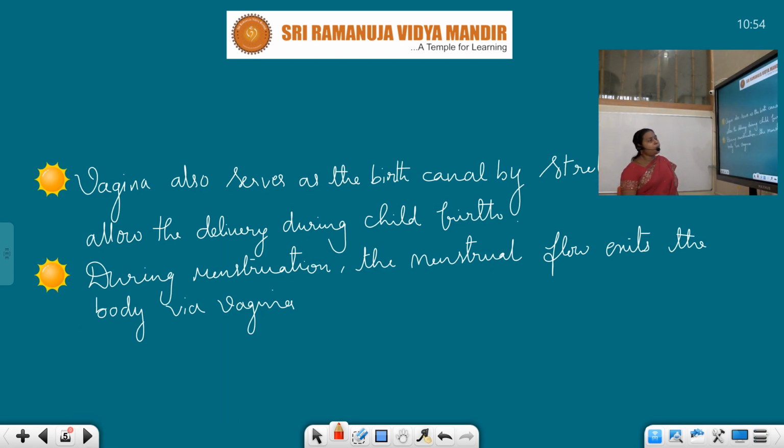And one more important point about the vagina, students. The vagina also serves as the birth canal, the structure which allows the delivery during childbirth. Not only childbirth, it also helps in the menstrual flow: during the menstruation period, the menstrual flow is sent out by the body simply through the vaginal canal. So the vagina supports childbirth and also helps in the elimination of waste, that is menstrual flow, from the body.